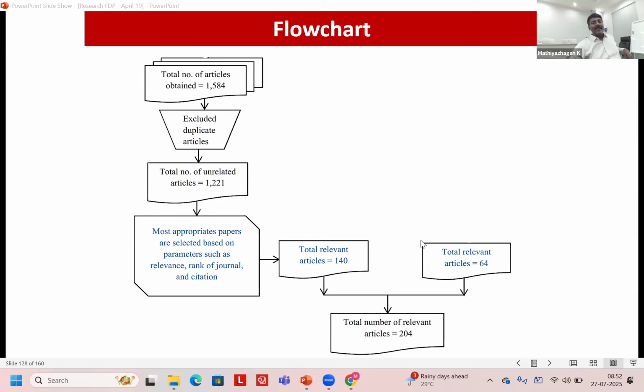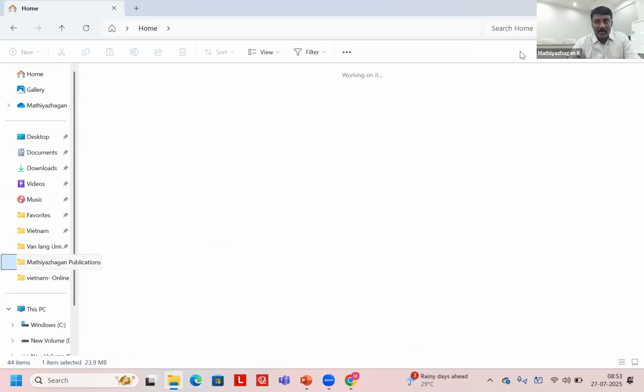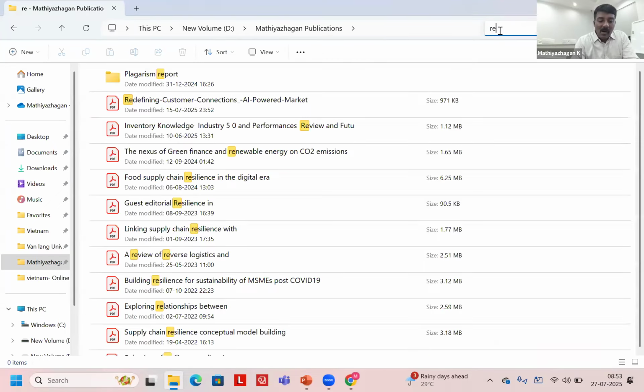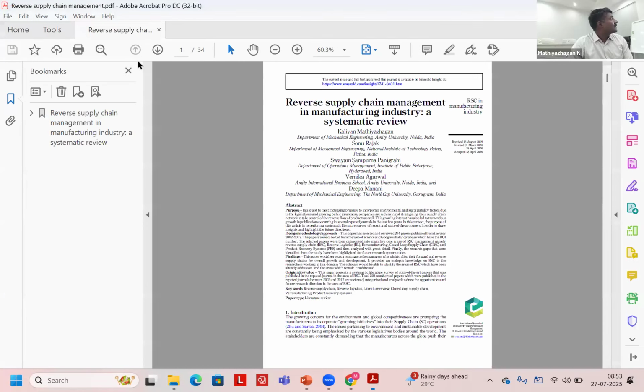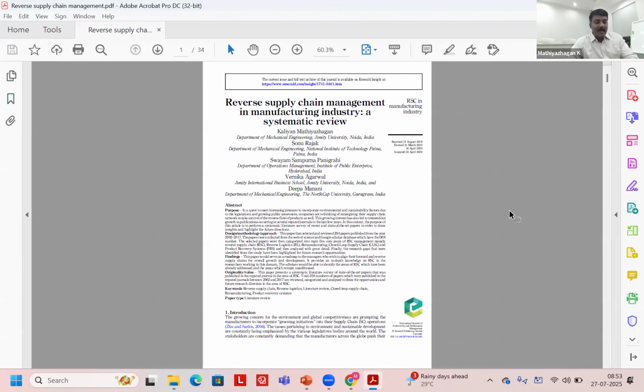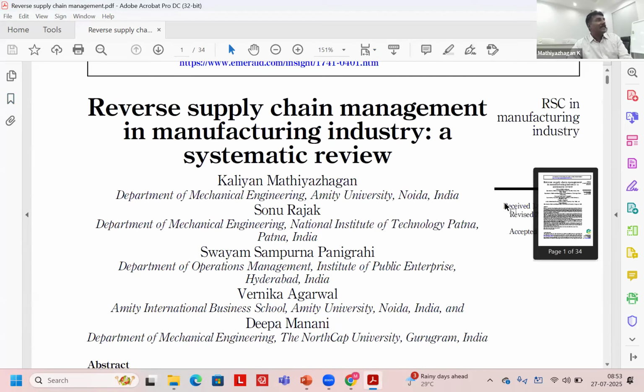But what we did, we used the papers available in Google Scholar, but we have also used Web of Science and Scopus. And yes, first question, 204 papers I considered. Let me show you the actual paper. This is an actual paper. See here. Visible? This is an actual paper.